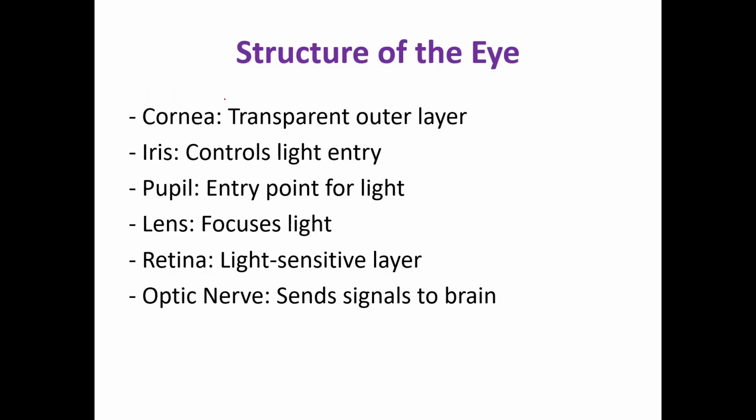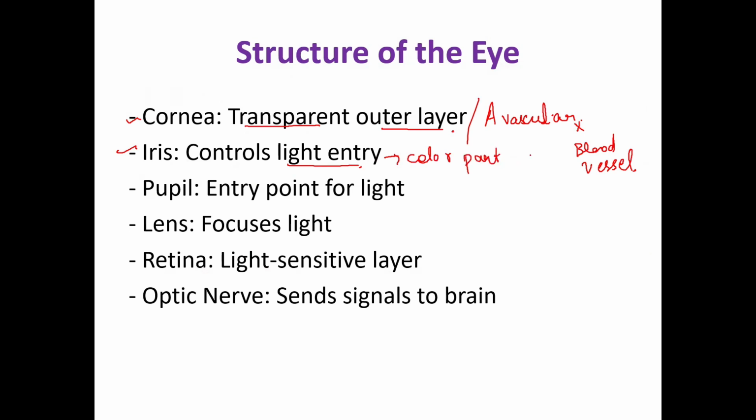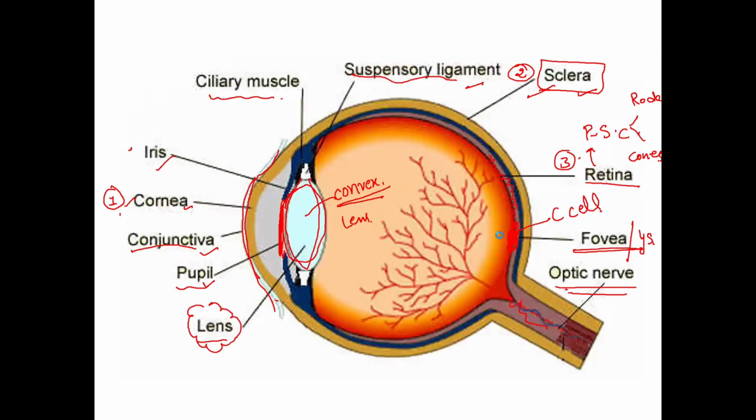So let's learn in depth. The cornea is the transparent outer layer of an eye. It is avascular, which means it has no connection with blood vessels, no blood vessel. The iris controls light entry. It is the colored part of an eye. The color of the iris is controlled by genes, so it's genetic. The pupil is the entry point for light. It's an opening which allows light. The lens focuses light. Which kind of lens is present in the human eye? It's convex. The retina is the light sensitive layer of an eye. It is full of photosensitive cells. The optic nerve is a group of nerves which send signals to the brain. Which kind of signal? The visual signal which we collect.